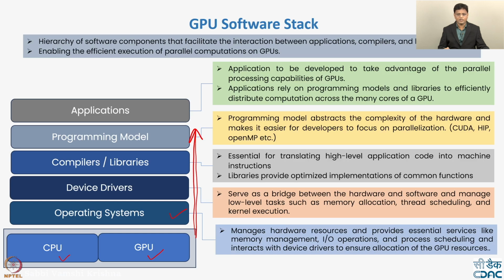Above all of these, there is the application layer. The developer develops their application using the programming model, and while developing the applications, the user has to think about how to take advantage of the parallel processing capabilities of either the CPU or GPU, because application development totally relies on the programming model and libraries to efficiently distribute the computation across the computing devices, or, in terms of GPU, the many cores of the GPU.